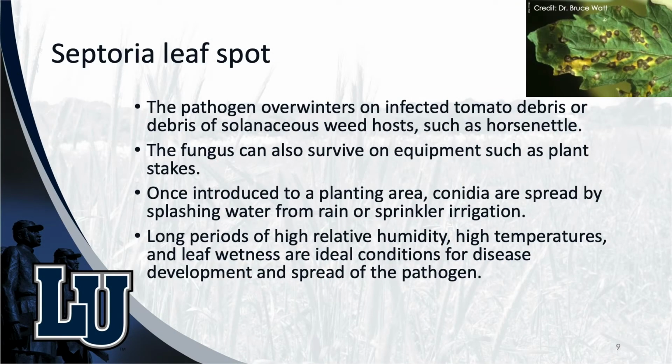This pathogen overwinters on infected tomato or plant debris, and therefore you would like to have a crop rotation with non-solanaceous crops, just like with anthracnose disease, which will help to reduce the buildup of this pathogen.